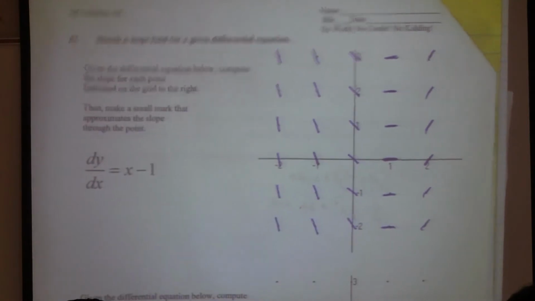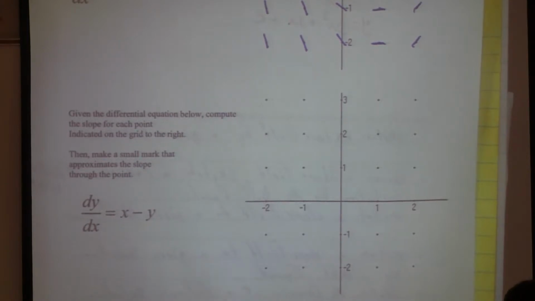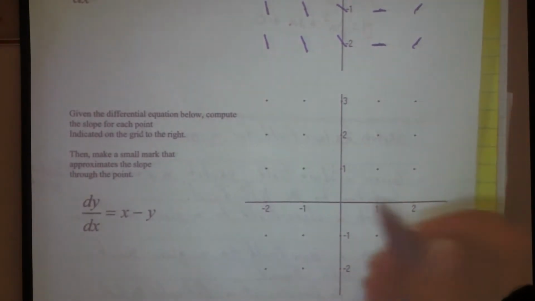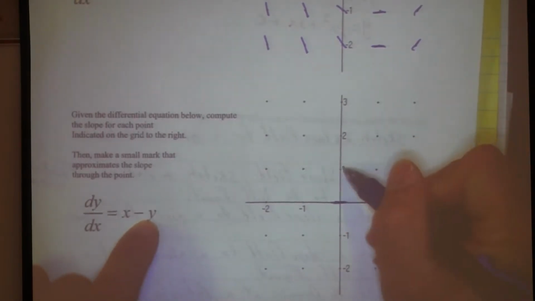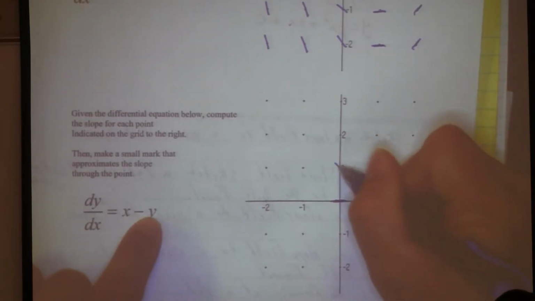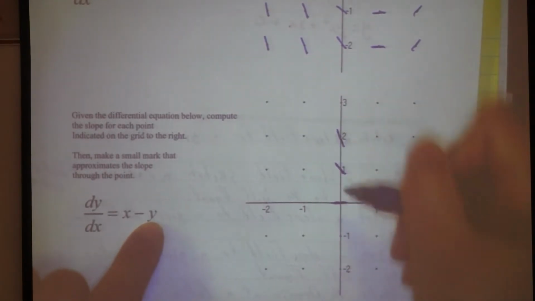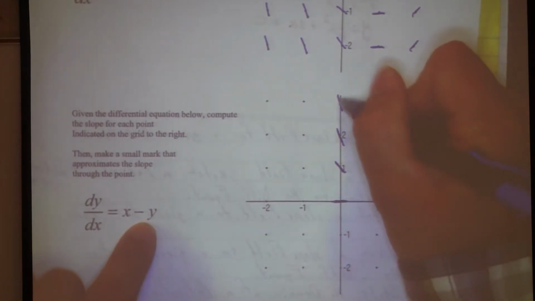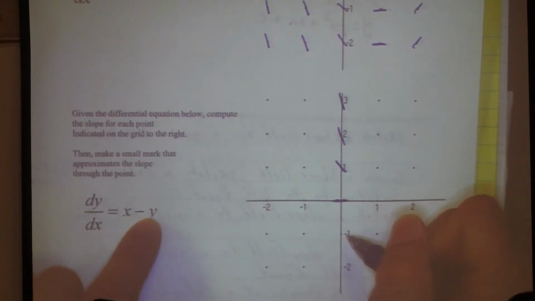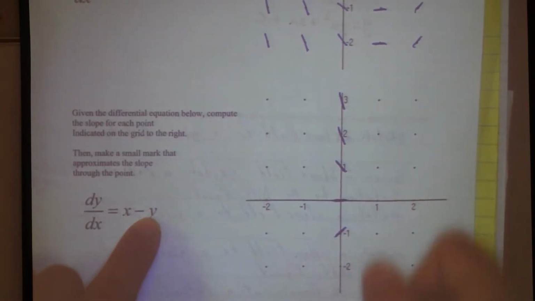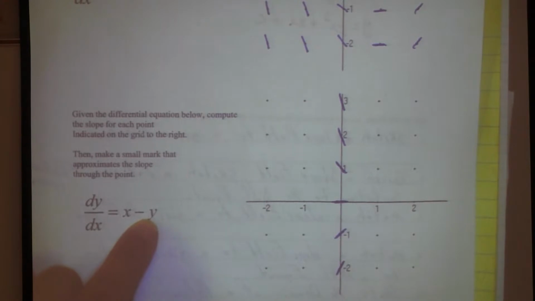All right. How about the bottom one down here? Does the y affect it here? Yes. Okay, so I have to be careful. Let's start off with the ones at 0. 0 minus 0, 0. 0, 1: 0 minus 1, negative 1. 0, 2: 0 minus 2, negative 2. 0 minus 3, negative 3. So far so good. 0 minus negative 1, positive 1. 0 minus negative 2, positive 2. Okay. Let's move on to the next one.